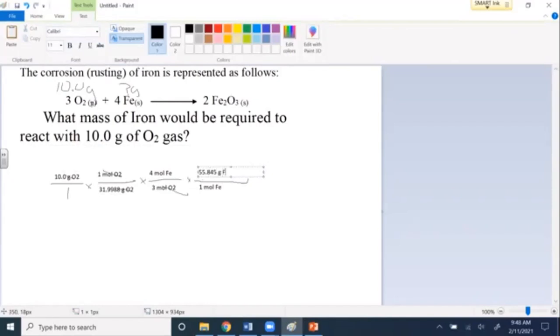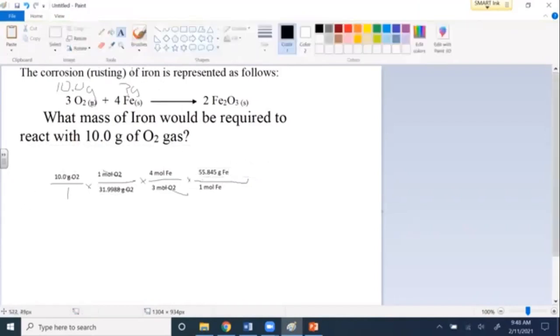55.845. I'm not sure this is exactly what your periodic table has. I didn't bring one home with me. I'll make sure to go get one, but yeah, I got that from the periodic table. So if your number's slightly different on that, that's not a big deal. So my moles Fe cancel, and now I'm ready to solve this out. My answer will be in grams Fe, which is what I wanted.